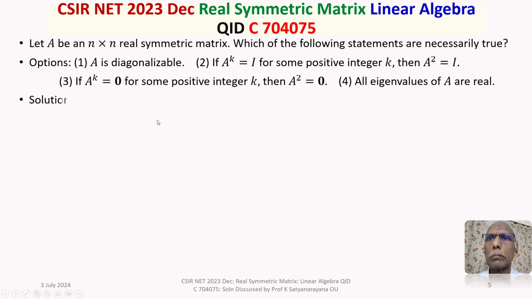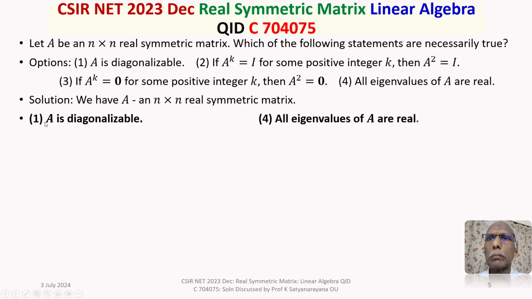Let's now discuss the solution of the problem in detail. We have capital A, an n by n real symmetric matrix. To answer this question, you must be familiar with the properties of real symmetric matrices. We consider option 1 and option 4. Option 1 is A is diagonalizable. Option 4 is all eigenvalues of A are real. These are the two important properties of a real symmetric matrix.